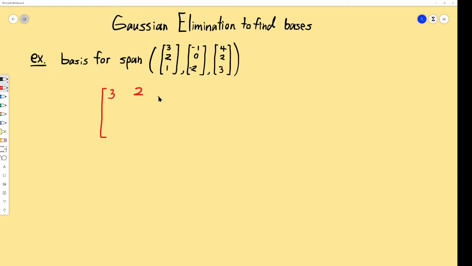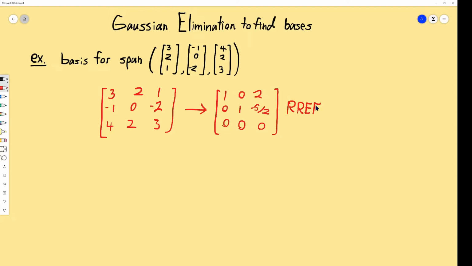So it becomes the row 3, 2, 1. The second vector becomes the second row, -1, 0, -2. And the third vector becomes the third row, 4, 2, 3. Now I'm going to perform Gaussian elimination on this matrix, which yields 1, 0, 2, 0, 1, -5 halves, 0, 0, 0. And that's actually reduced row echelon form.